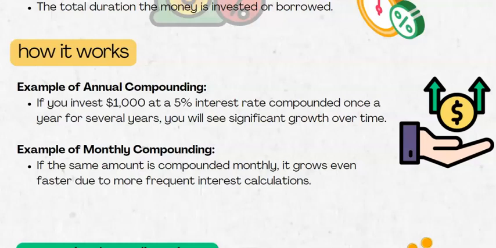And so you might wonder, how does compound interest compare to simple interest? With simple interest, you only earn interest on the principal amount. And so this leads to steady growth, but it is limited. In contrast, compound interest is calculated on both the principal and the accumulated interest. This results in much faster growth over time.